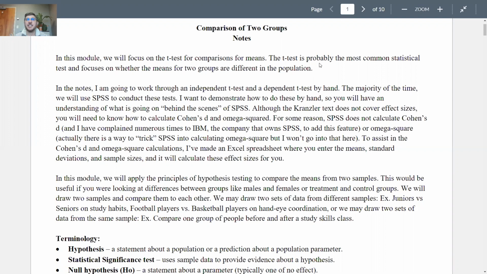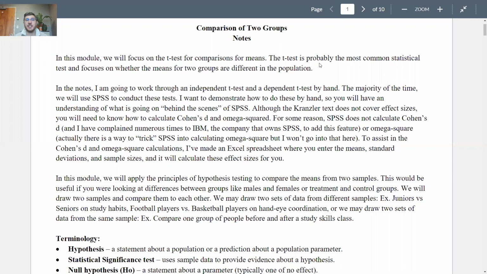So you can think of that as like a pre-test, post-test situation where you give everyone a pre-test on something, an intervention, and then a post-test. That would be a dependent samples t-test, or sometimes you might hear it called a paired samples t-test. So in the notes, I demonstrate how you would do these by hand.